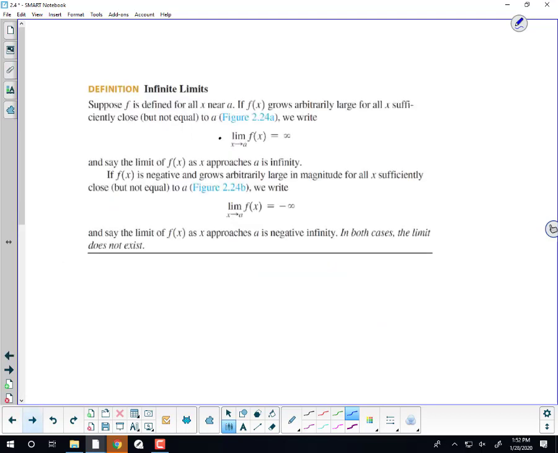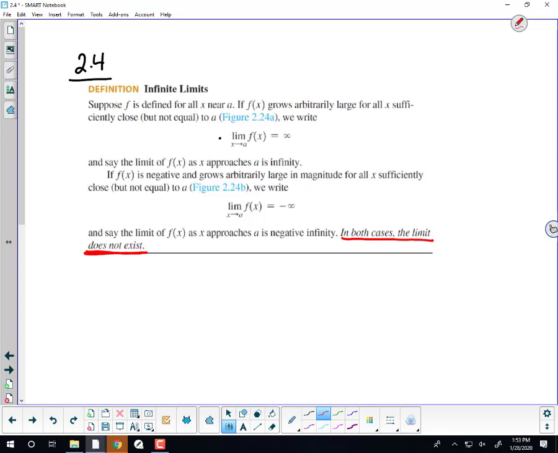All right, so 2.4. Infinite limits. They're just defined sort of mathematically in the words we just stated. So I wouldn't focus too much on the actual jargon here. But we're looking at either case. As x approaches a finite number, the y values are getting arbitrarily large in the positive direction and in the negative direction. But notice this qualifying statement here. It says, in both cases, the limit does not exist.